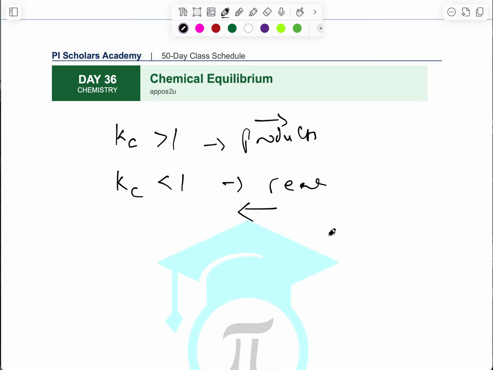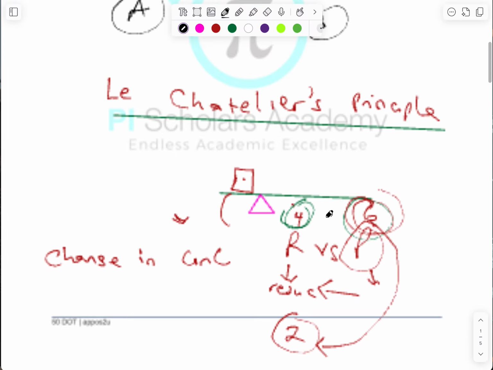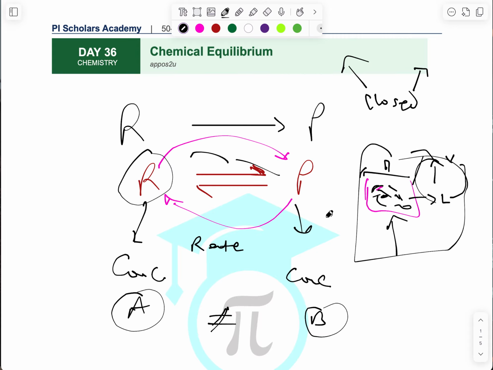And if Kc is equal to 1, in fact, Kc being equal to 1 is what denotes equilibrium itself. And so that's basically what this is all about. And that's the summary on chemical equilibrium. That's everything you need to know. I've explained Le Chatelier's principle, and I've also explained what it means for a system to be in equilibrium. So that's it for today.